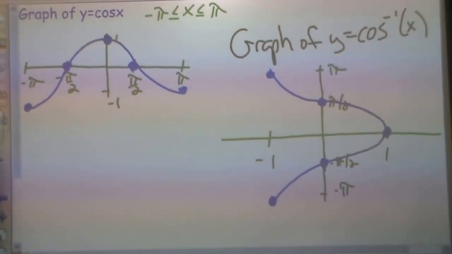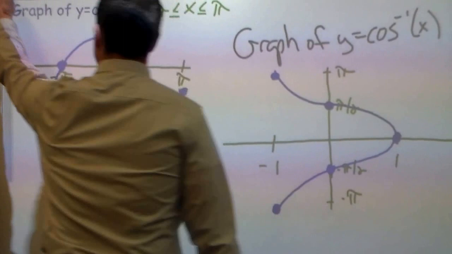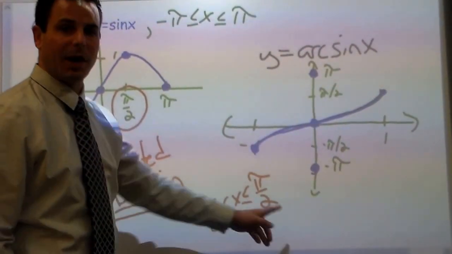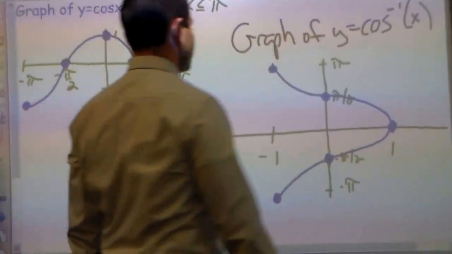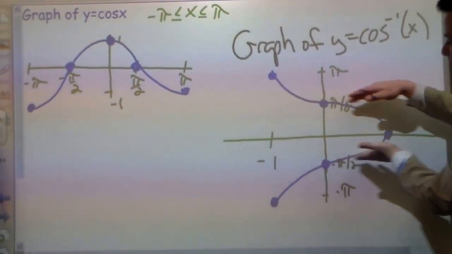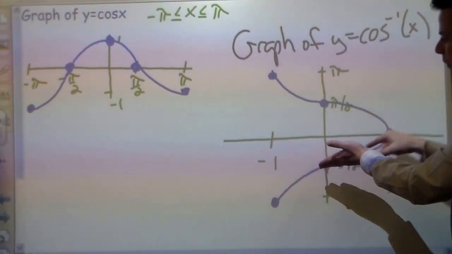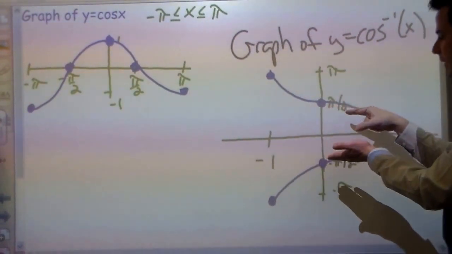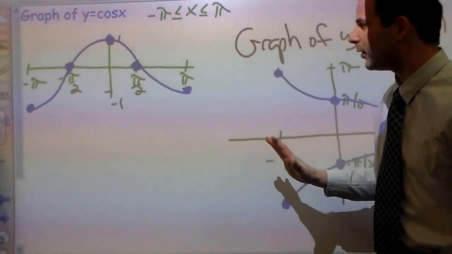So now, if we take a look at our restricted domain for sine, our restricted domain was from negative pi over 2 to pi over 2. If we do the same here and restrict it at negative pi over 2, pi over 2, we have a sideways looking parabola thing. That's not a function either. So we're going to have to restrict it at a different spot.